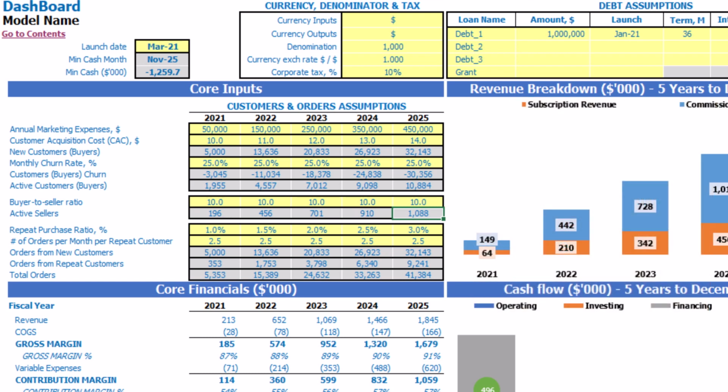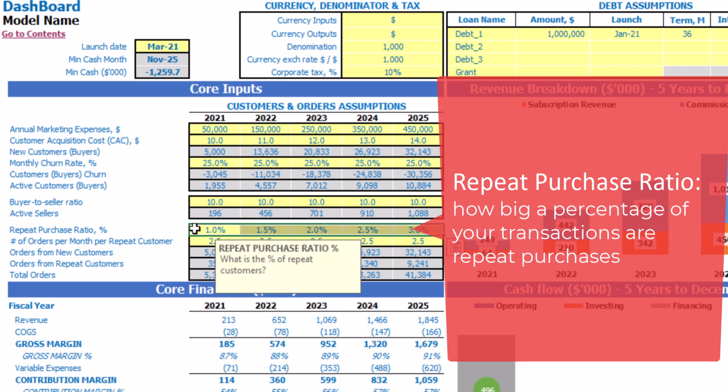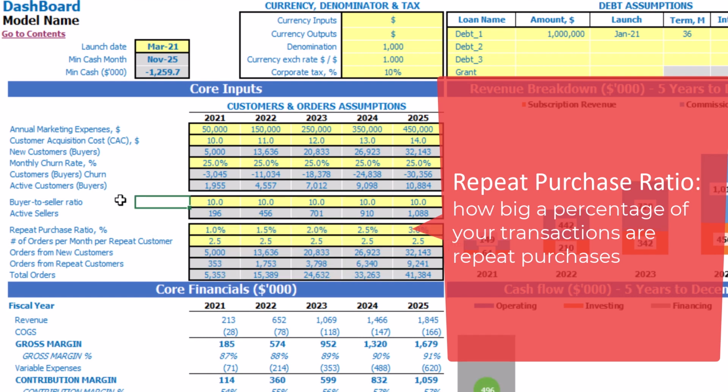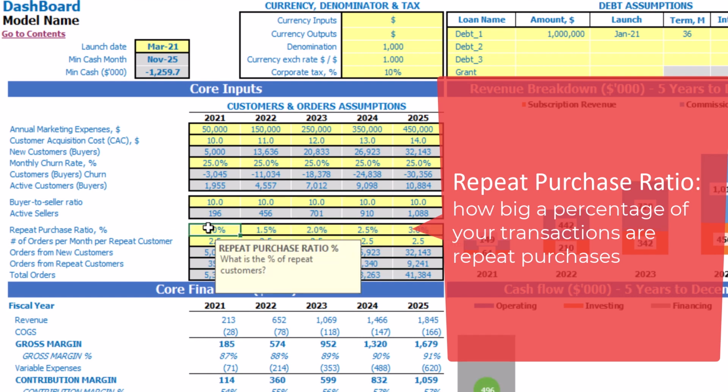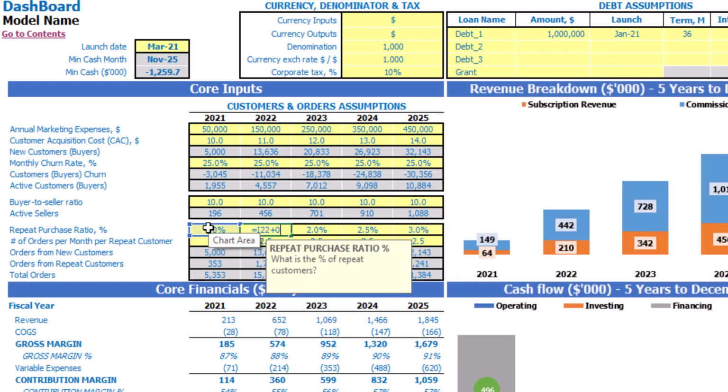In the next section, we need to input the amount of orders each month. First of all, we can set up repeat purchase ratio. So how many purchases will repeat, how many customers will repeat their order. It can be a very low number, it can be just 0 if you don't need to repeat any orders from new customers, or it can be, for example, 1% and an additional 1% each next year.